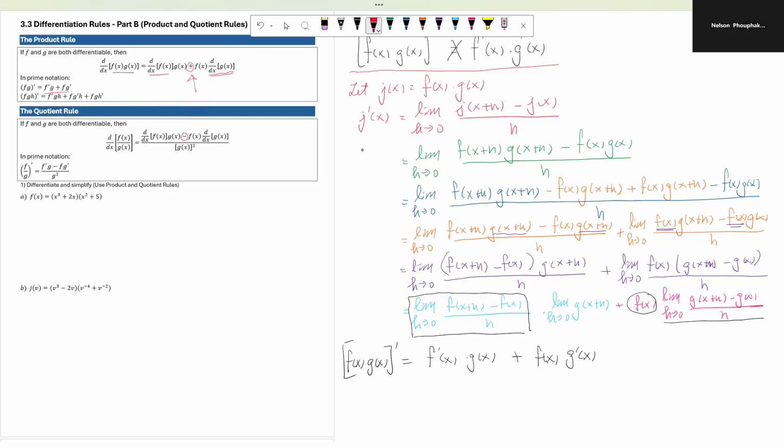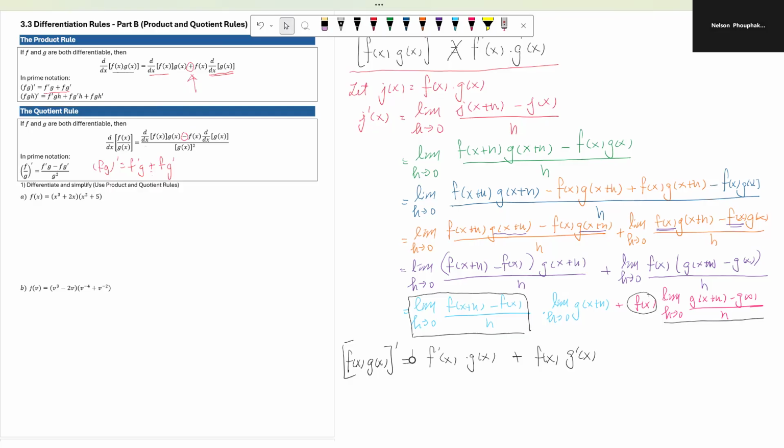So again, for the product rule, the derivative of f times g is f prime g plus f g prime. However, for the quotient rule, the derivative of f over g is f prime g minus f g prime, over g squared. And if you want to prove it, it's really similar to the product rule, so you could try it if you want to.